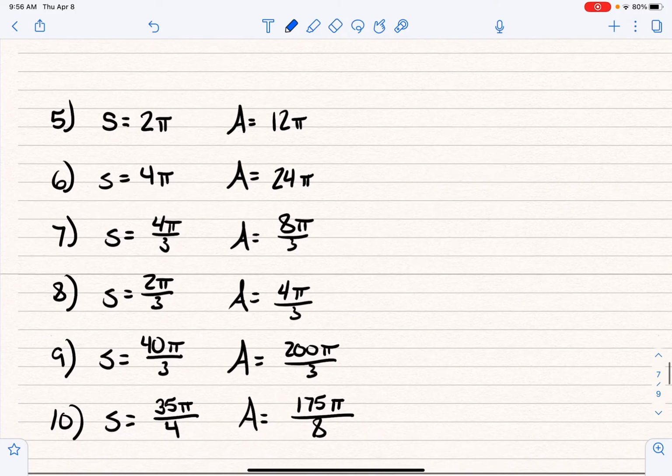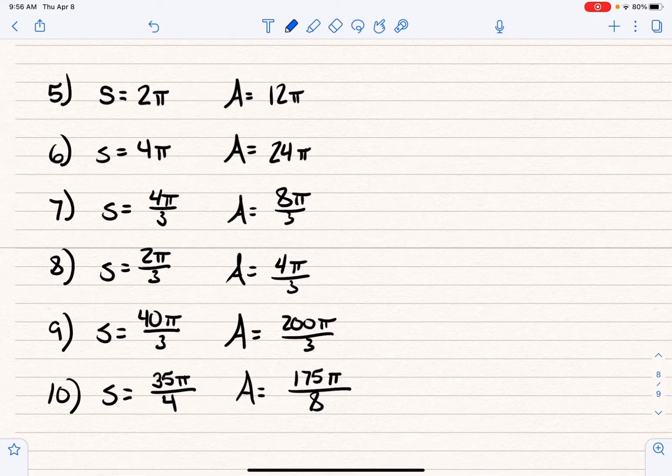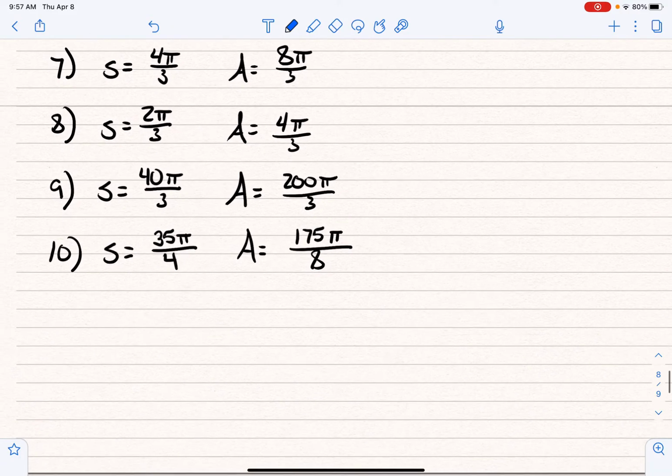So here's the answers. For number 5, the arc length is 2 pi and the area is 12 pi. For number 6, the arc length is 4 pi and the area is 24 pi. For number 7, the arc length is 4 pi over 3 and the area is 8 pi over 3. For number 8, the arc length is 2 pi over 3, and the area is 4 pi over 3. For number 9, the arc length is 40 pi over 3, and the area is 200 pi over 3. And lastly, for number 10, the arc length is 35 pi over 4, and the area is 175 pi over 8.